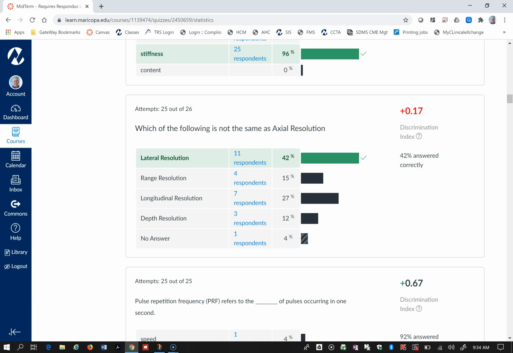Which of the following is not the same as axial resolution? It was pointed out to me that this question was out of Chapter 10 instead of Chapter 6, so I removed it from the test. The test will now be worth 49 points instead of 50. If you got the question right, then you've lost that point. If you got the question wrong, then it was removed.